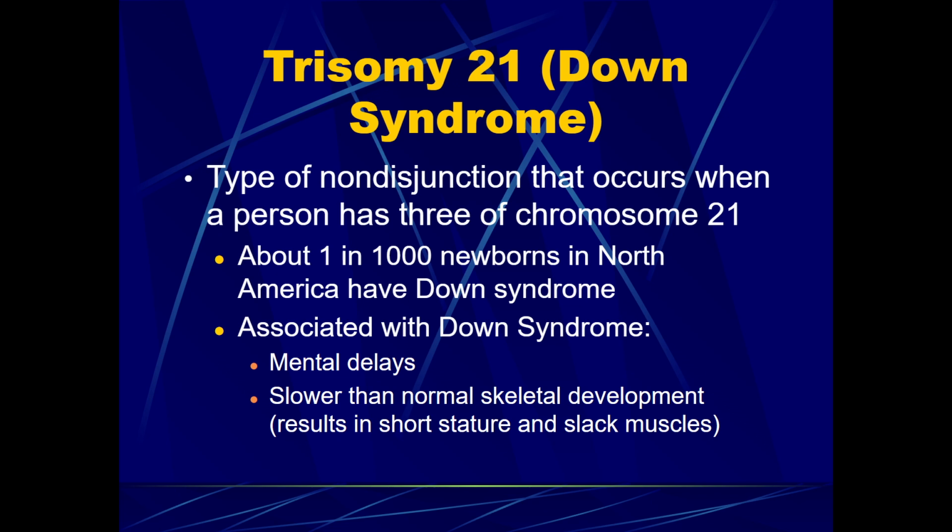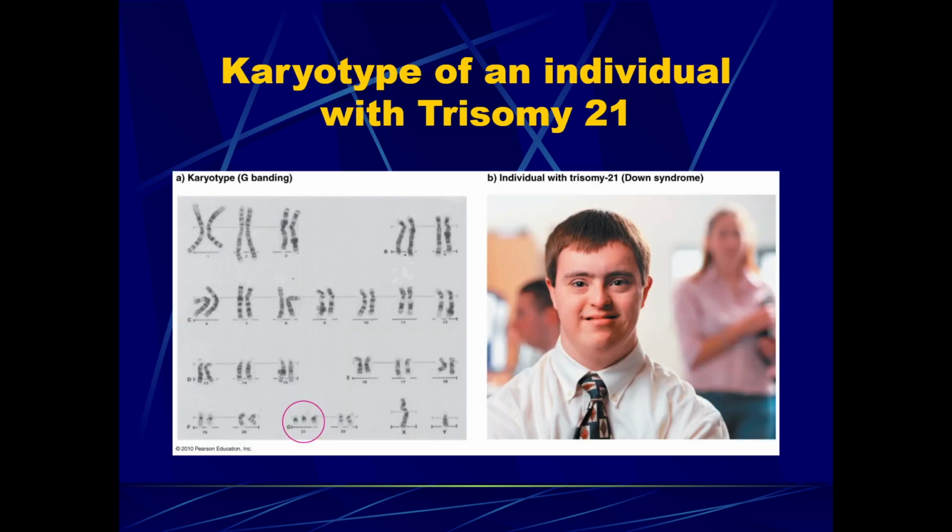There are different types of non-disjunction. One of the most common that is studied is trisomy 21, which is also known as Down syndrome. About 1 in 1,000 newborns in North America have Down syndrome. It is associated with some mental delays and some abnormal skeletal development. Generally, individuals with Down syndrome would have short stature and very slack or underdeveloped muscles. So an individual with trisomy 21 has 3 of chromosome 21. This is an abnormal chromosome number, so this is an example of non-disjunction.